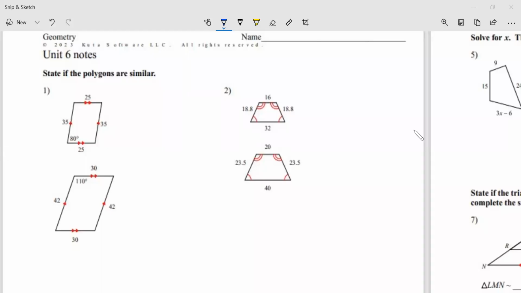All right, so let's take a look at what Unit 6 says. We're going to be looking at questions 1 through 8. We're going to start with similarity.